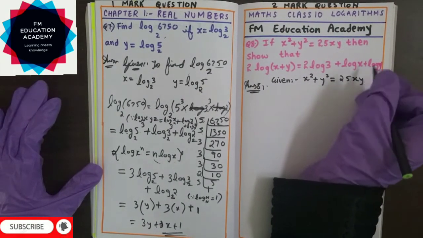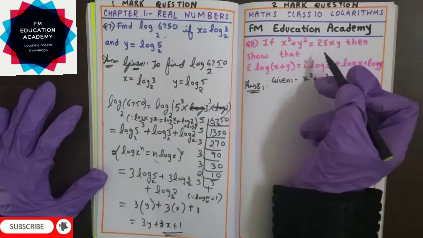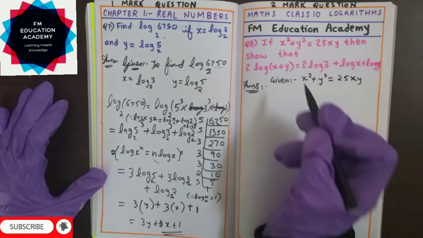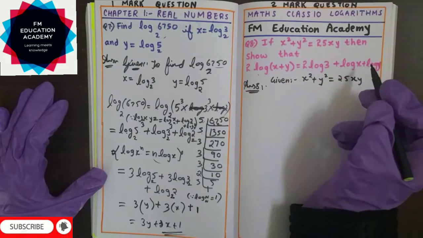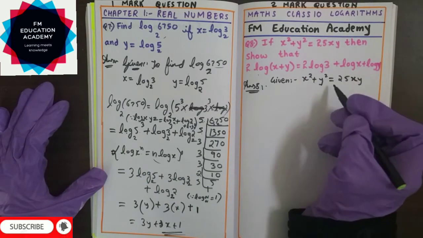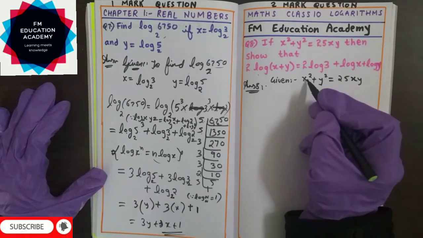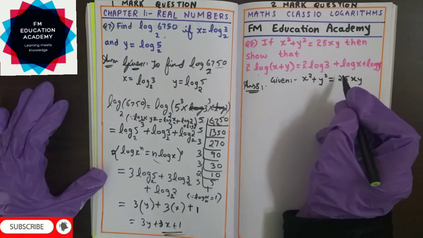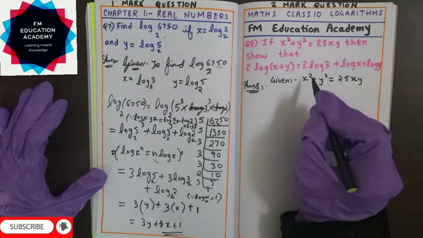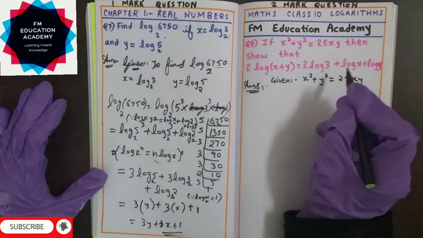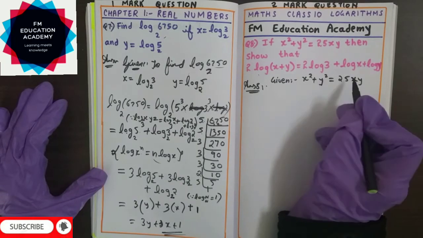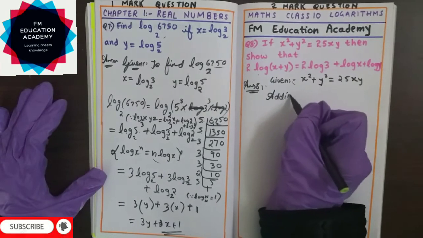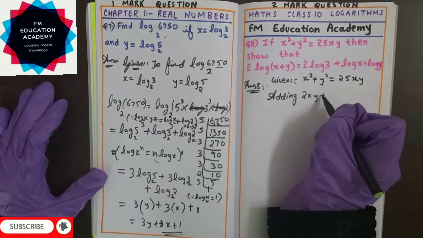Now observe how to solve this. This is a bit different question, right? Here it is 2 log x plus y, which means we have to add 2xy on both sides. Why? Because here we have log x, here we have log y. If we add 2xy on both sides, this will have the form of x square plus y square plus 2xy. We know x square plus y square plus 2xy is the same as a square plus b square plus 2ab, which is a plus b whole square. So we will add 2xy on both sides in the given condition.